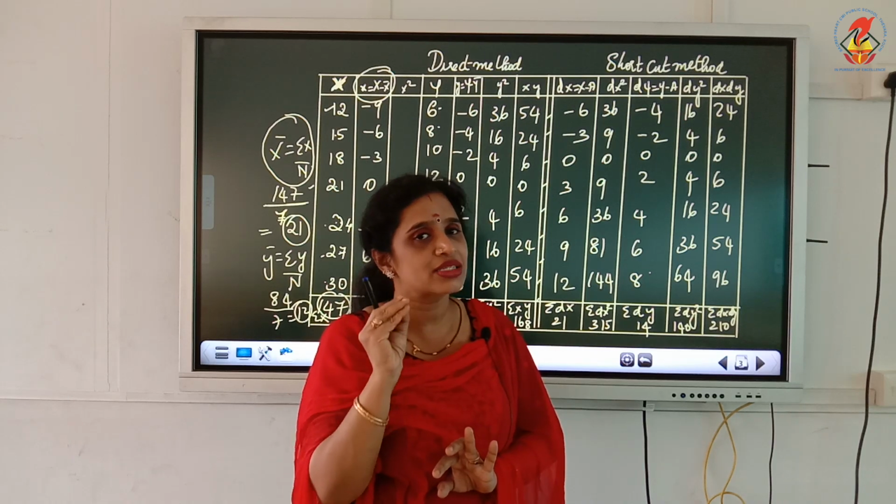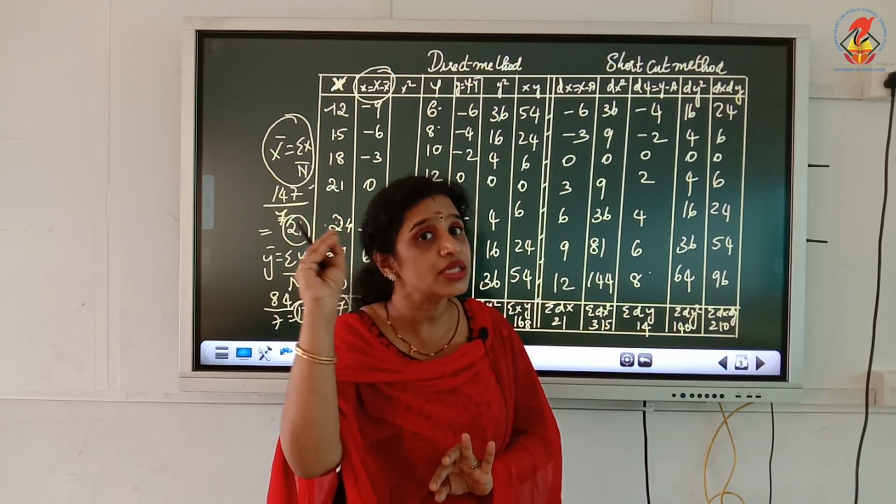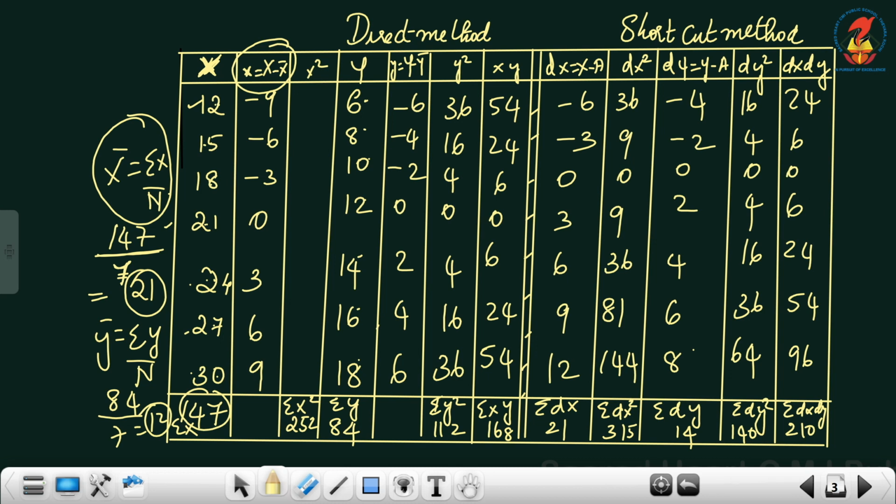So small x is x minus x bar. The given x values 12, 15, 18, 21, 24, 27 and 30 minus x bar. The value of x bar is 21. So when you do that, what will you get? The first one is 12 minus 21, you will get the answer as minus 9. Likewise, 15 minus 21, that is minus 6. 18 minus 21, that is minus 3.